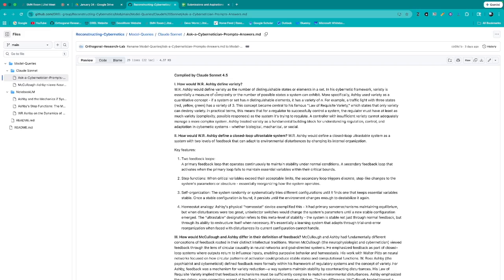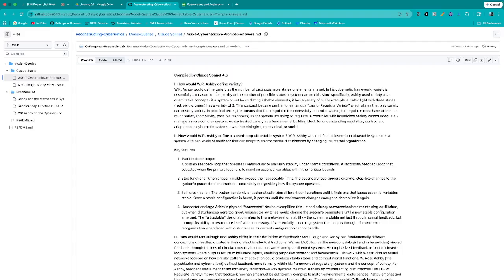So remember, I asked it not how would W.R. Ashby define a closed-loop system or closed-loop feedback, but a closed-loop ultra-stable system. So ultra-stability is not one of the main ideas that the cyberneticians advanced, but if you go deep into the readings, you find this concept of ultra-stability. So one of the key features, of course, is two feedback loops.